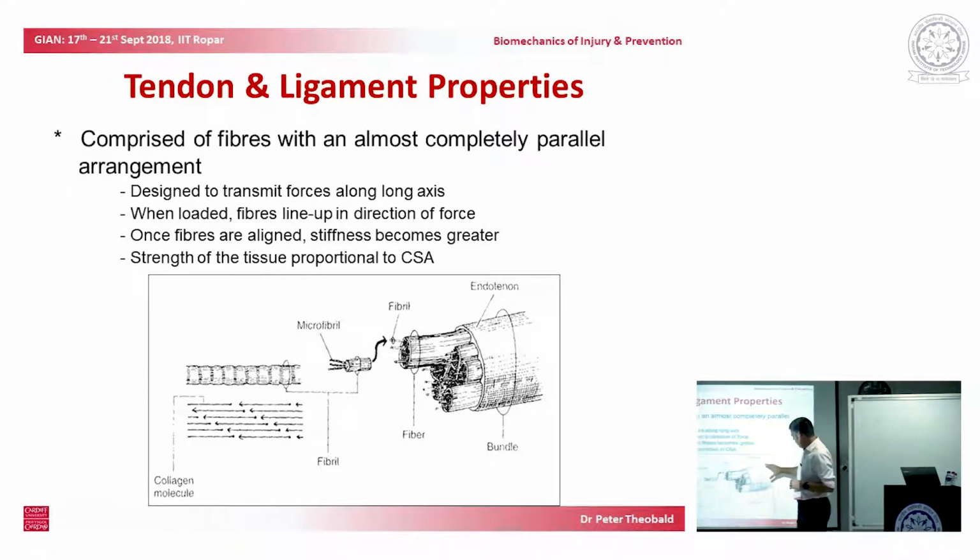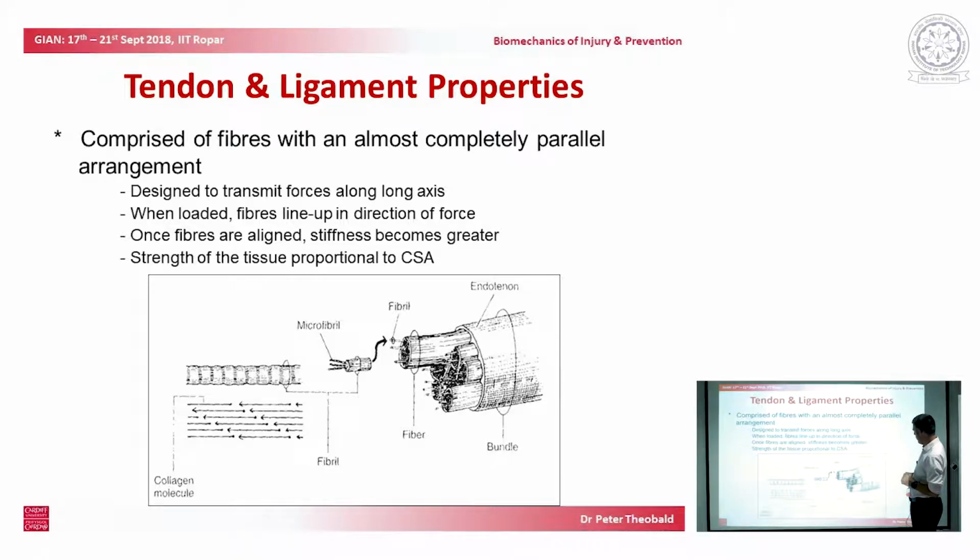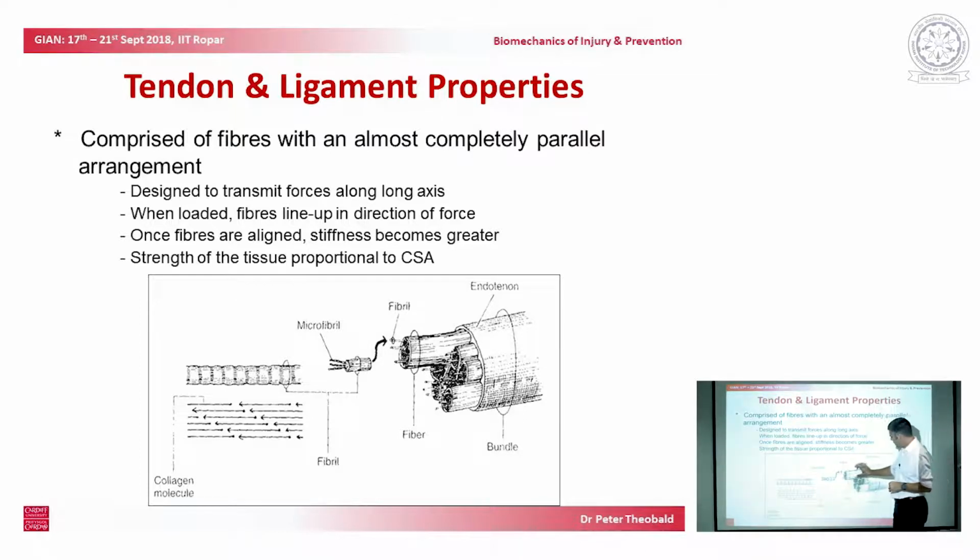And we can drill down into what a tendon or a ligament looks like. So we have the bundle of tendon that's wrapped up in an endotenon. Within a bundle are several fibers. Within a fiber is a fibril, in a fibril a microfibril, and then finally a molecule of collagen. All of these are collagen.